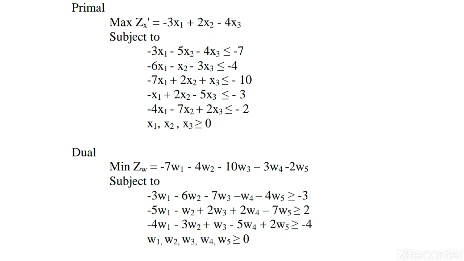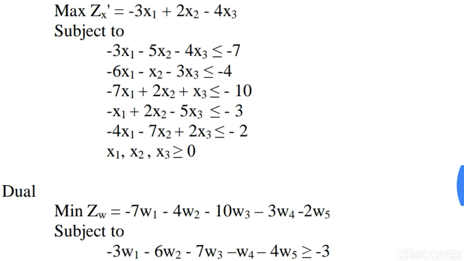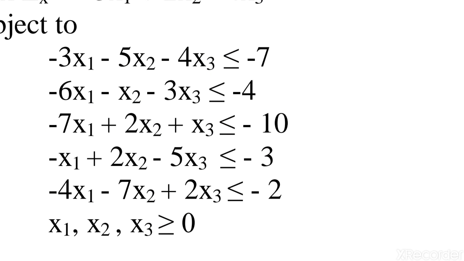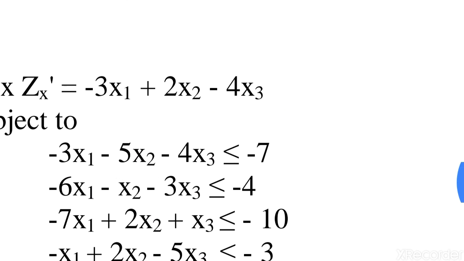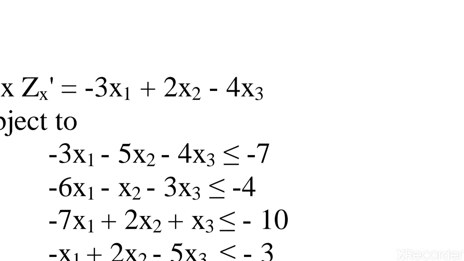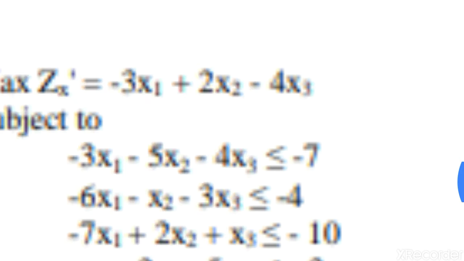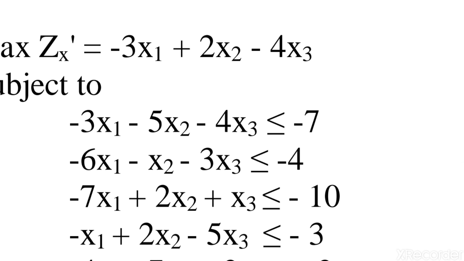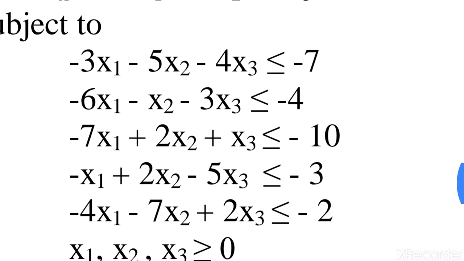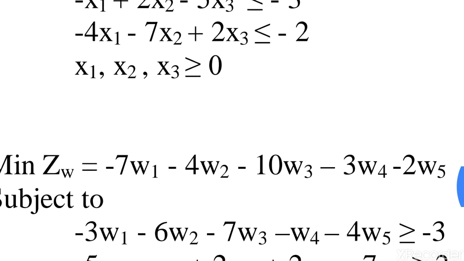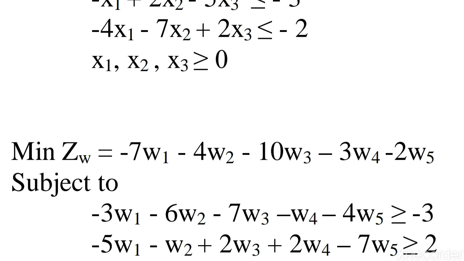The first thing is transpose. The right hand sides of the constraints are transposed to the objective function, which means instead of minus 3x1 plus 2x2 minus 4x3, you have to write minus 7w1 minus 4w2 minus 10w3 minus 3w4 and minus 2w5. You can see here clearly. So that will be your objective function.